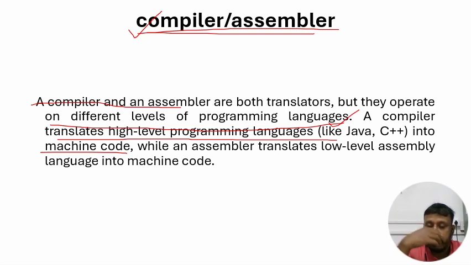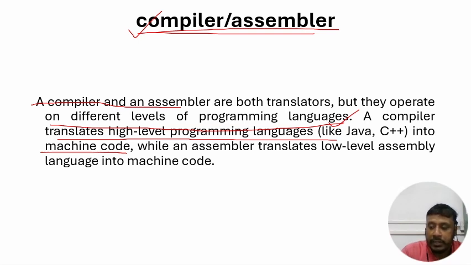If we go to the definition, a compiler takes a complete high-level program and converts it into machine code. Now, what are the key features of a compiler? First of all, in a compiler, the input is a high-level language like C, C++, Java or Python. The output is obviously machine code, which is executable binary code.